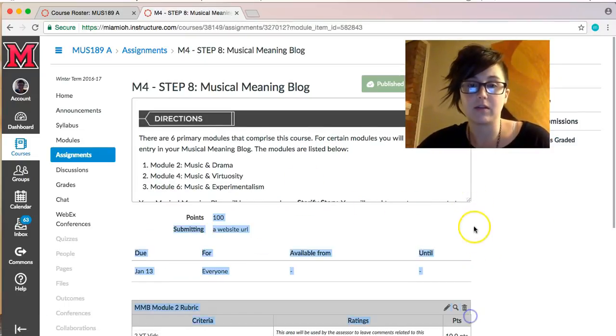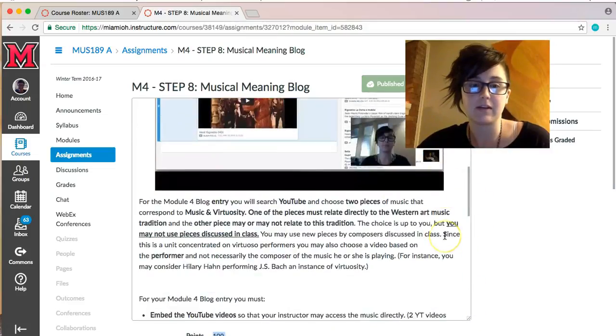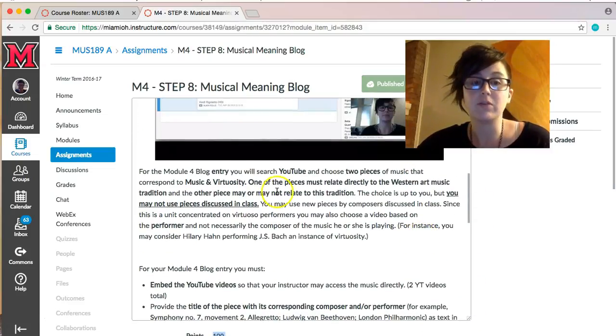So if you read here, here we go. I'll spread it out here. All right. So for the Module 4 blog entry, I want you to think about music and virtuosity. You may use new pieces by composers discussed in class. Since this is a unit concentrated on virtuoso performers, you may also choose a video based on the performer and not necessarily the composer of the music he or she is playing. That's perfectly all right. And often a lot of the performers will also be composers, because maybe you think that's a facet of virtuosity, that these artists have to be creators of some sort.